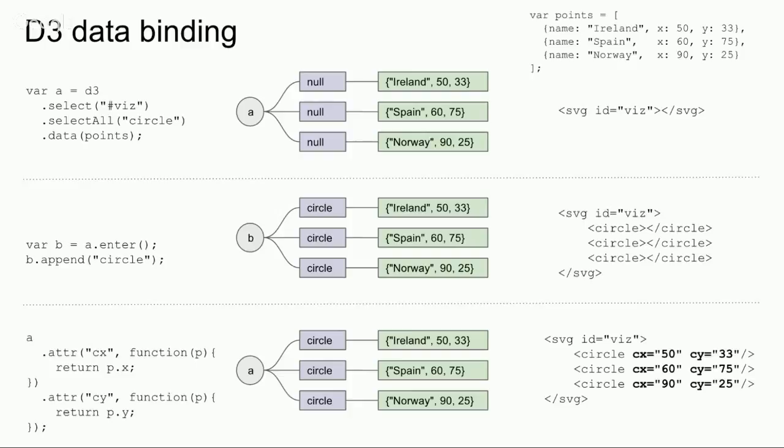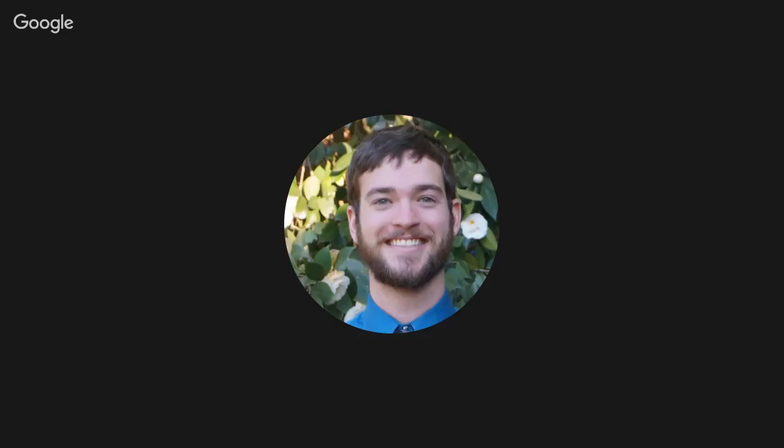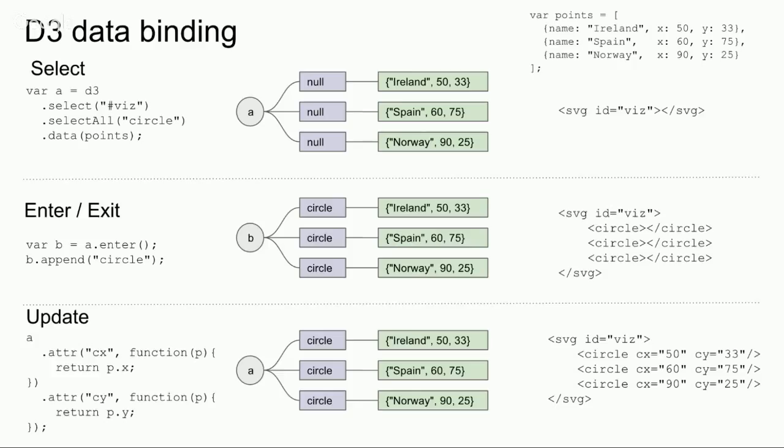All right, so good so far. Let's see what happens. Oh, and this is a really good example of the select, the enter and exits, and the update. So this workflow gives us a lot of mileage, and it's a really good way to structure our code for maintainability and understanding. Let's take it one step further.